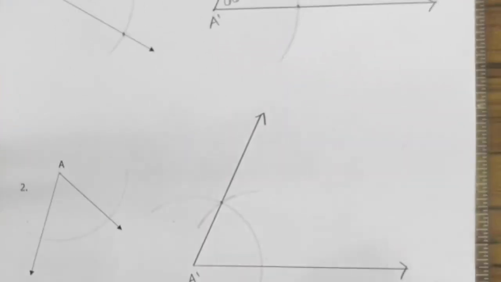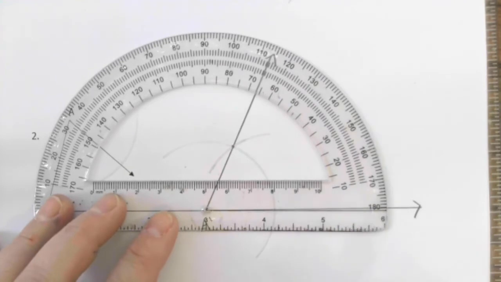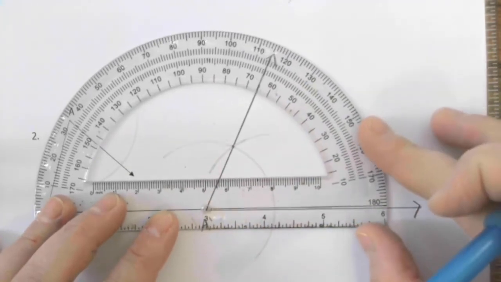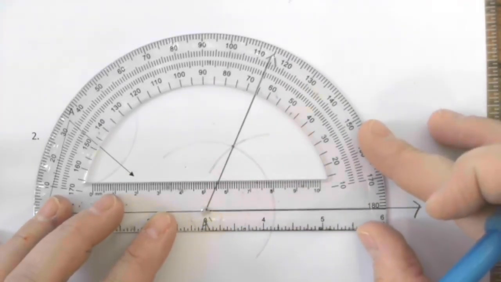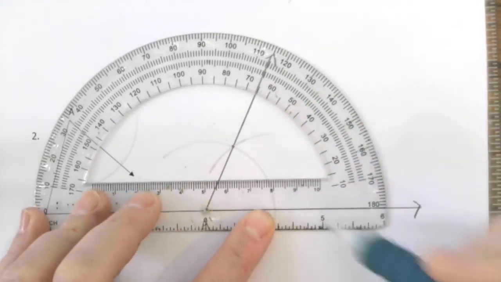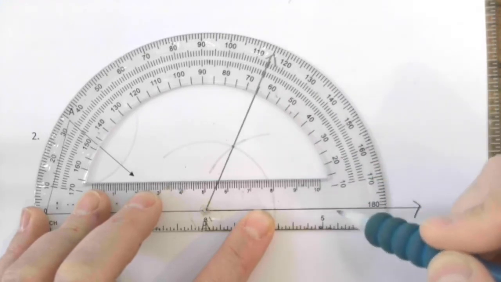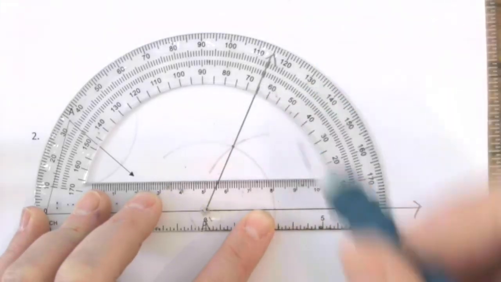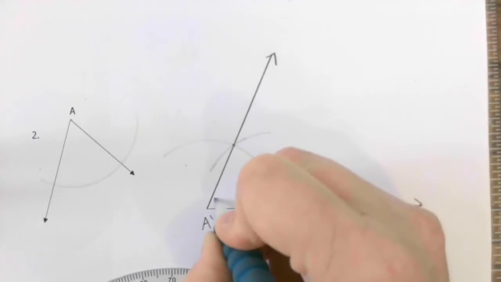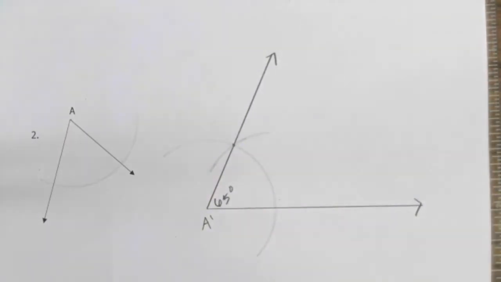All right, let's do the same thing here. Line up the bullseye with your vertex. Line up your side with your measuring line. And again, I'm going from the right side up, so I'm going to use my inside marks. 0 goes up to 65. And that is how you measure angles.